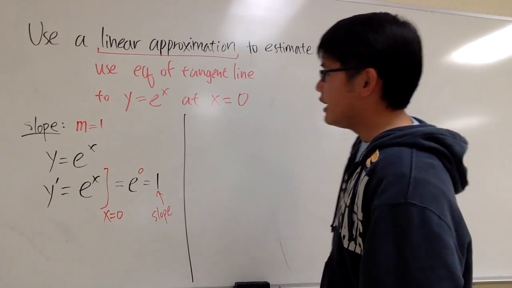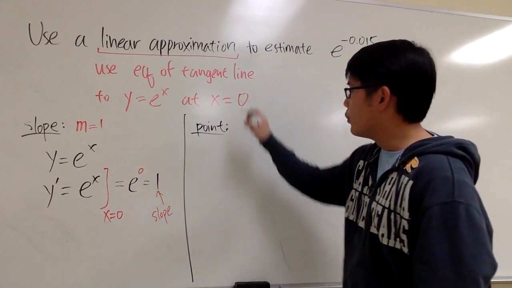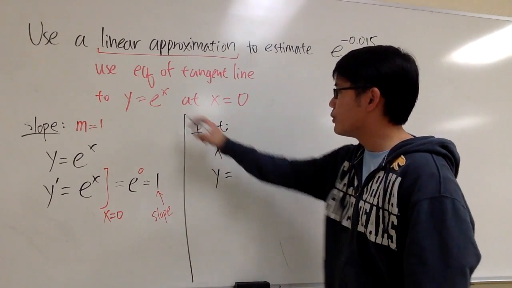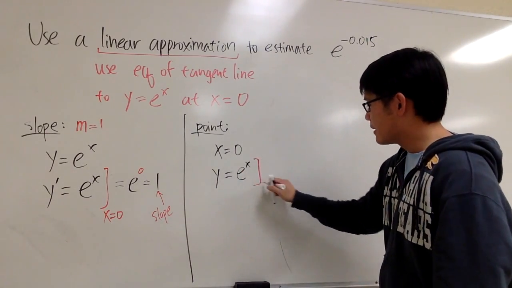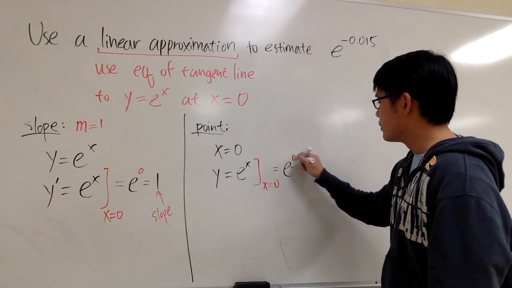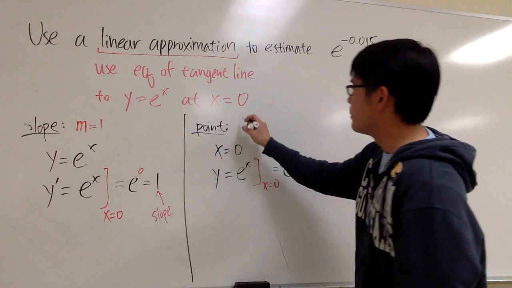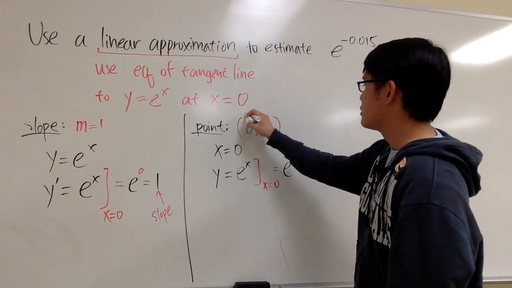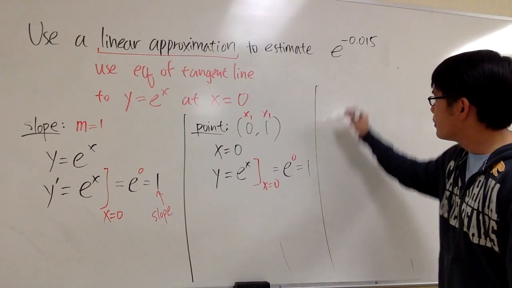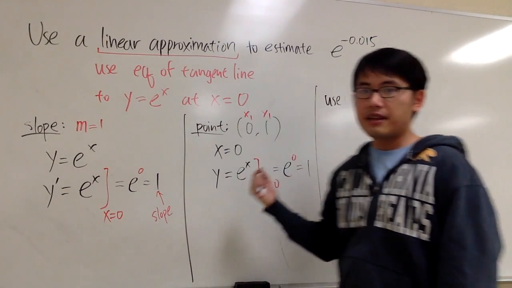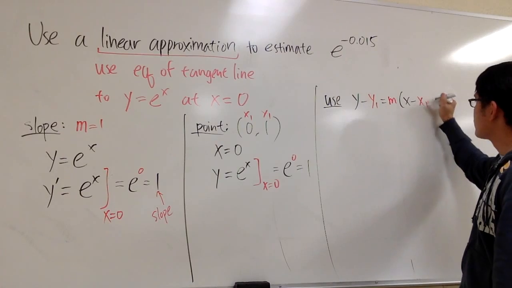The second part, to get the equation of a line, I will have to get the point. And for the point, it's the usual x comma y. We know x is equal to 0, and y is equal to the curve, e to the x. Once again, I have to plug in 0 into here. So x is equal to 0, and this will give me e to the 0, which is equal to 1. The purpose of this computation is to get x comma y, the point on the graph. The point that we have is 0 comma 1, and 0 is going to be x1, and the 1 is going to be y1. The reason I use this notation is because I'm going to use the point slope form of a line: y minus y1 equals m times x minus x1.